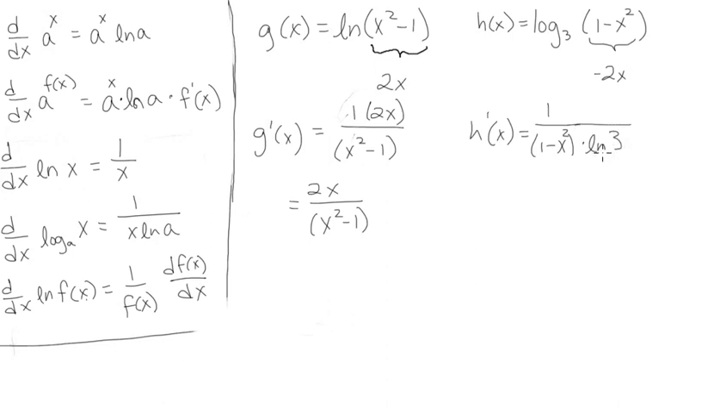And now, because it's the chain rule, we need to multiply it by the derivative of the item inside the logarithm. So that's times negative 2x, or just writing it a little more cleanly, negative 2x over the natural log of 3 times (1 minus x squared).